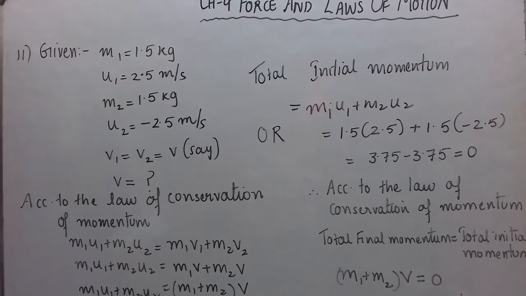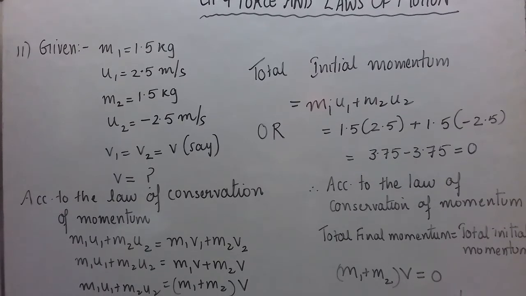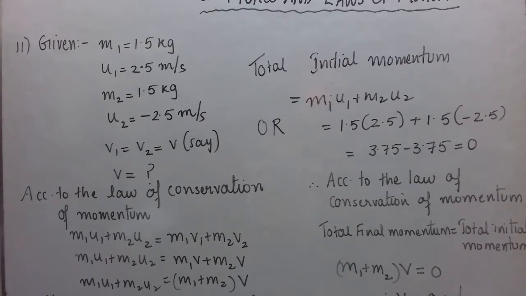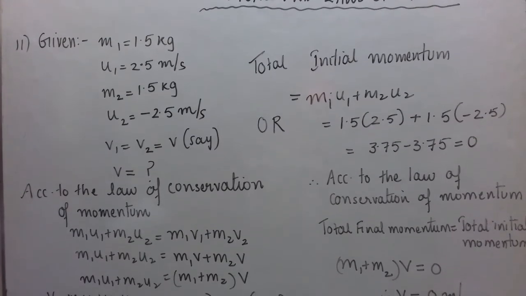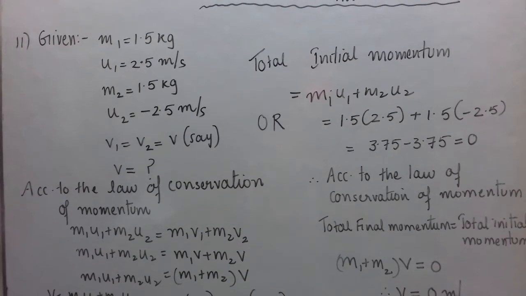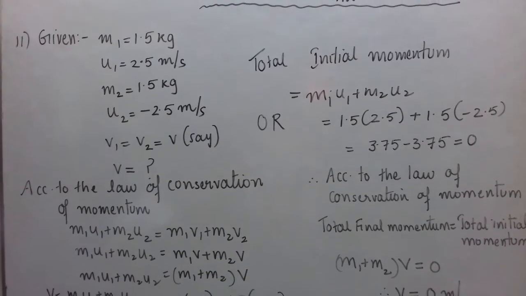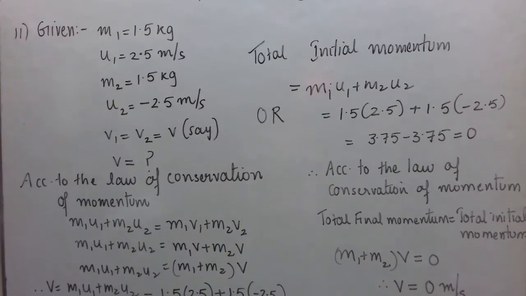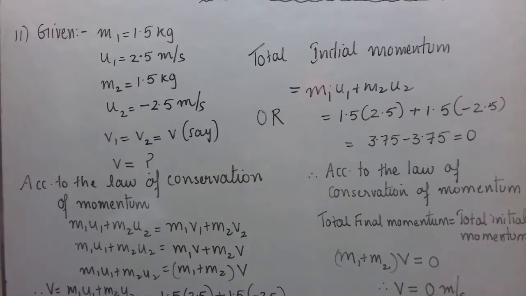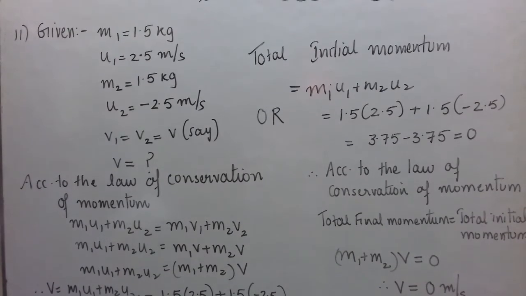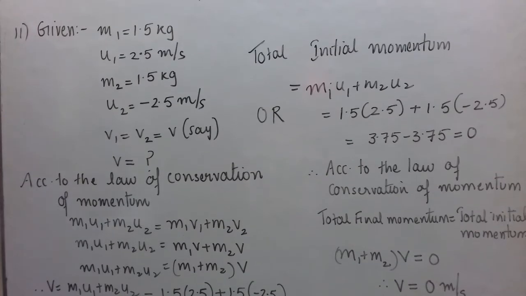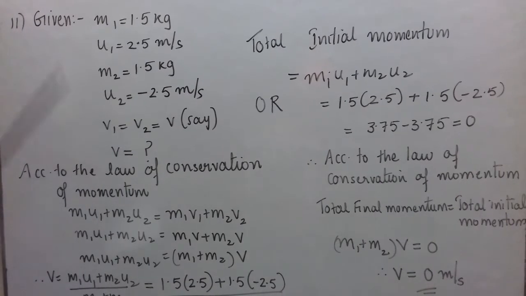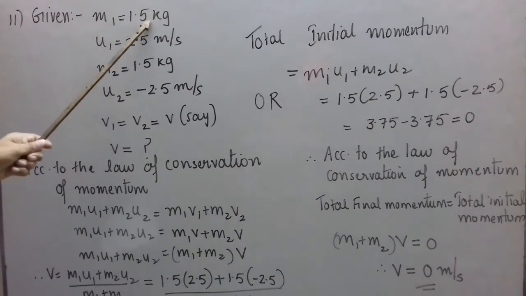So I will read the 11th question first. Two objects each of mass 1.5 kg are moving in the same straight line but in opposite directions. The velocity of each object is 2.5 meter per second before the collision, during which they stick together. What will be the velocity of the combined object after collision? So we have here two objects each of mass 1.5 kg. It means both the objects have equal mass, and so we can write under given m1 is 1.5 kg, m2 is 1.5 kg.